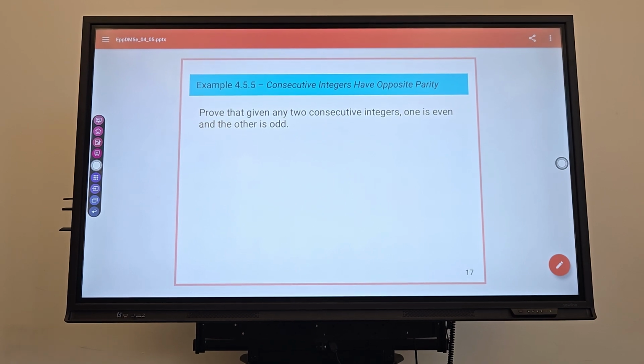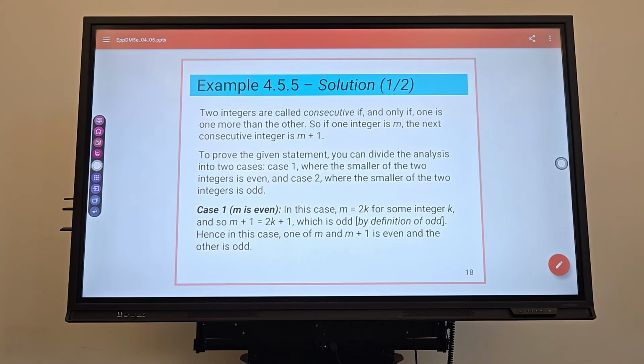Prove that given any two consecutive integers, one is even and the other is odd. Two integers are called consecutive if and only if one is one more than the other. So if one integer is m, the next consecutive integer is m plus 1. To prove the given statement, you could divide the analysis into two cases. Case 1, where the smaller of the two integers is even, and case 2, where the smaller of the two integers is odd.